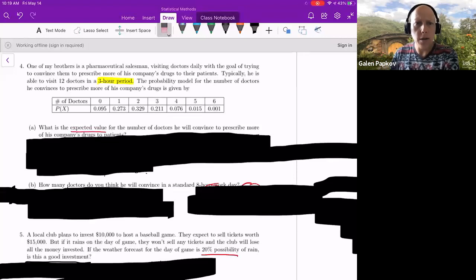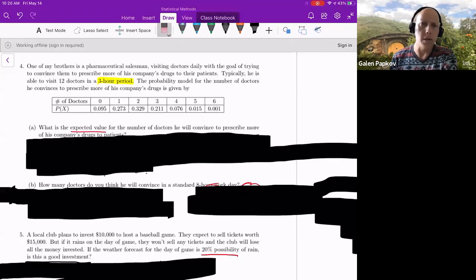Okay, so I know this was a little challenging because you haven't seen this one yet, but based on talking through the formulas earlier, let's see how far you're able to get. And in this case, this is a true story. My brothers are both in pharmaceutical sales. And here I've got a probability model for the number of doctors that they are able to convince to prescribe more of the company's drugs.